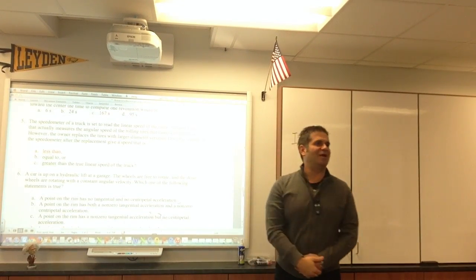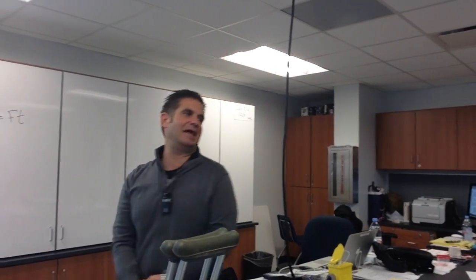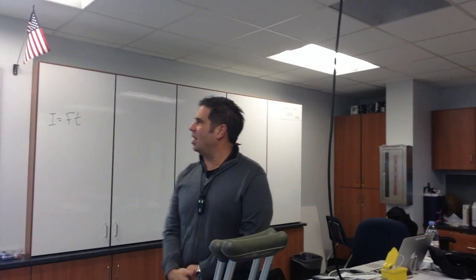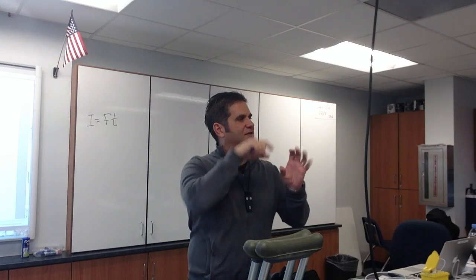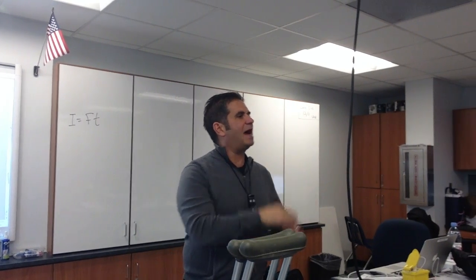All right. Number 5 is kind of a cool question. I'll summarize it for you so that we don't have to read it off. But it basically says, the speedometer on your truck is set up so that the angular speed, or the rate at which your axle is turning, is tied into your speedometer. The owner unknowingly puts bigger diameter tires on his truck. Now, what does putting a bigger diameter tire on your truck do to how far you go per turn?